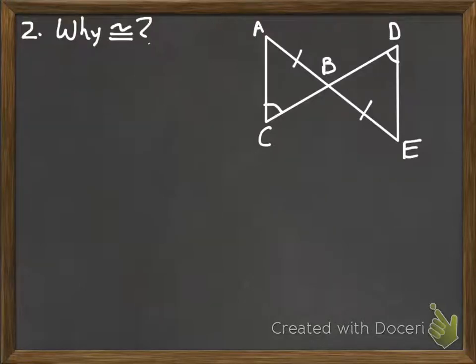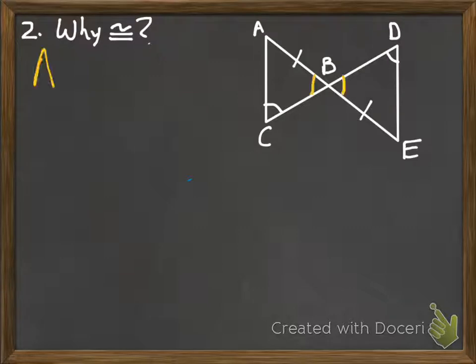Okay, this is your homework for Unit 4, Lesson number 5. Number 2 is asking why these two triangles are congruent. Looking at these triangles, it looks like we have an angle and a side that is congruent.